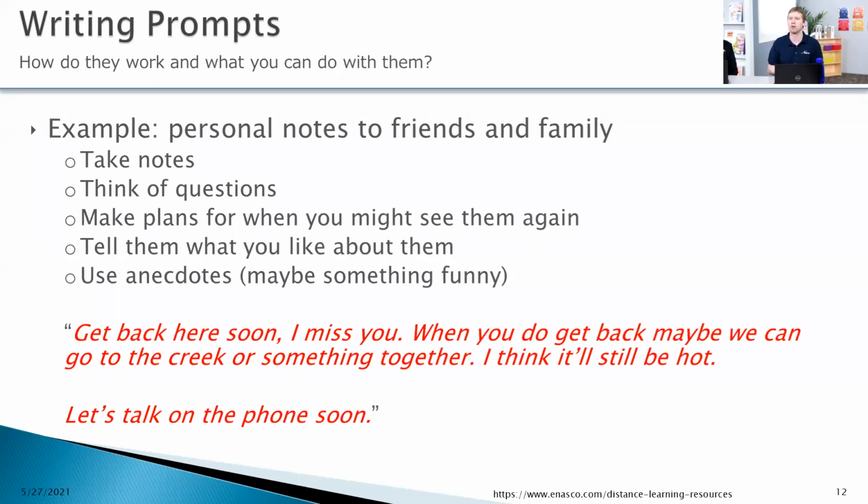So I might write one little note like, "Hey, get back here soon. I miss you. When I do get to see you, maybe we get to go to the creek or something. I think it'll still be hot. Let's talk on the phone." It's something very basic, very easy, something they can connect with. You can get a little more elaborate, maybe with a family friend you haven't seen in a while that you absolutely love and really miss. These little writing sections could be mail, an IM message, a text, absolutely, maybe a little TikTok video, a little media presentation. Make it interactive. There are a lot of ways you can connect in this meaningful way.